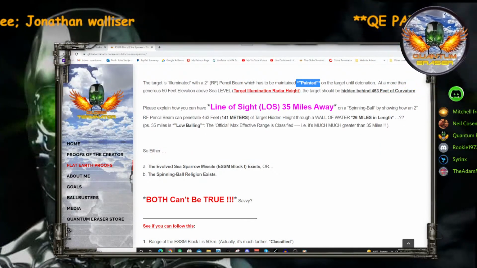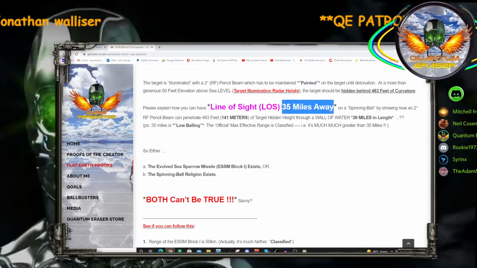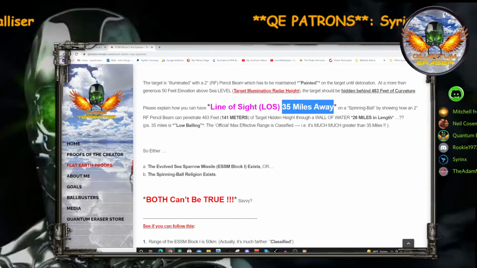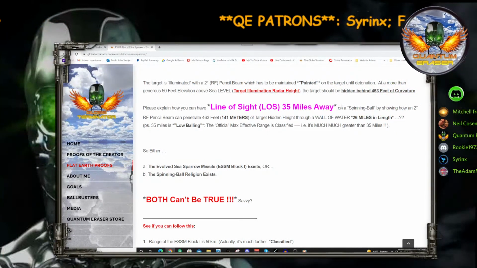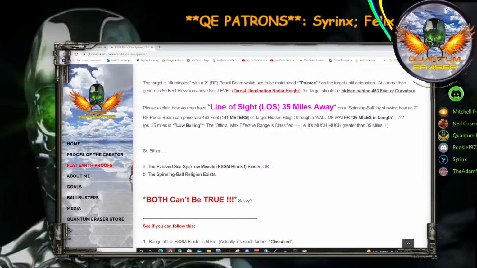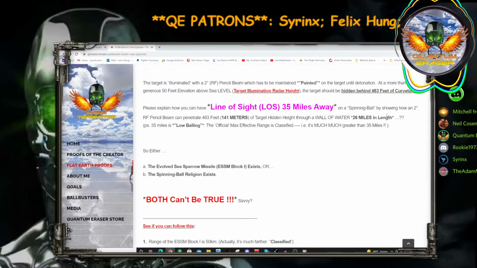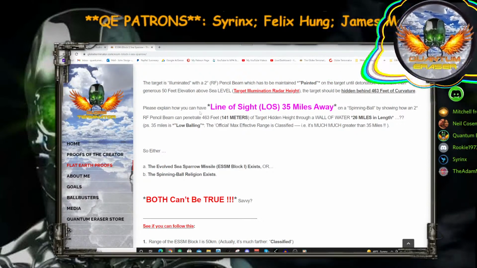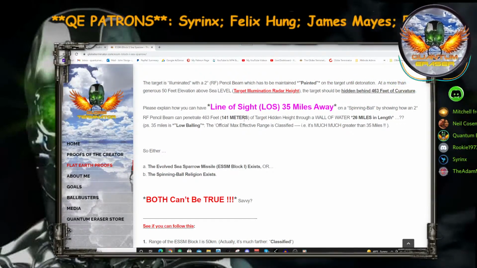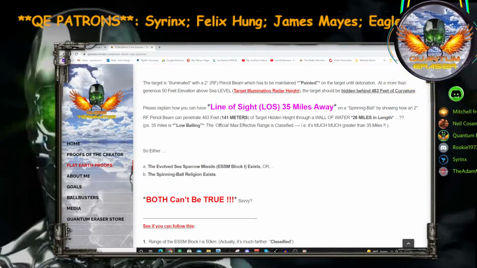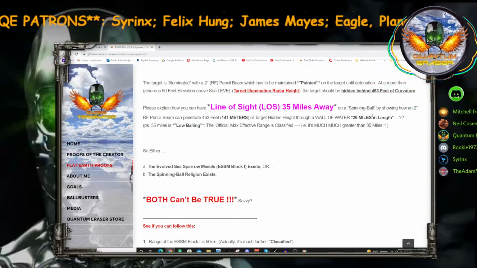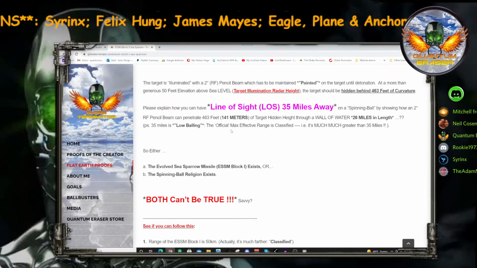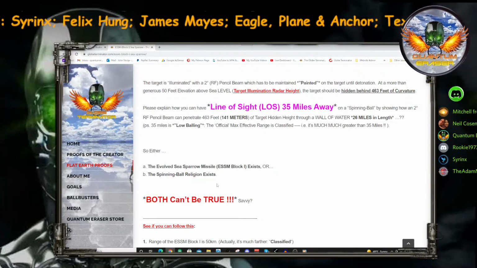Oh, by the way, that is just the range that they give us. The actual ranges are classified. So it's much further than this. So please explain how you can have line of sight 35 miles away on a spinning ball space monkey by showing how a 2-degree RF pencil beam can penetrate 463 feet, that's 141 meters of target hidden height, through a wall of water 26 miles in length. Can you show us that? Can you even explain that coherently?